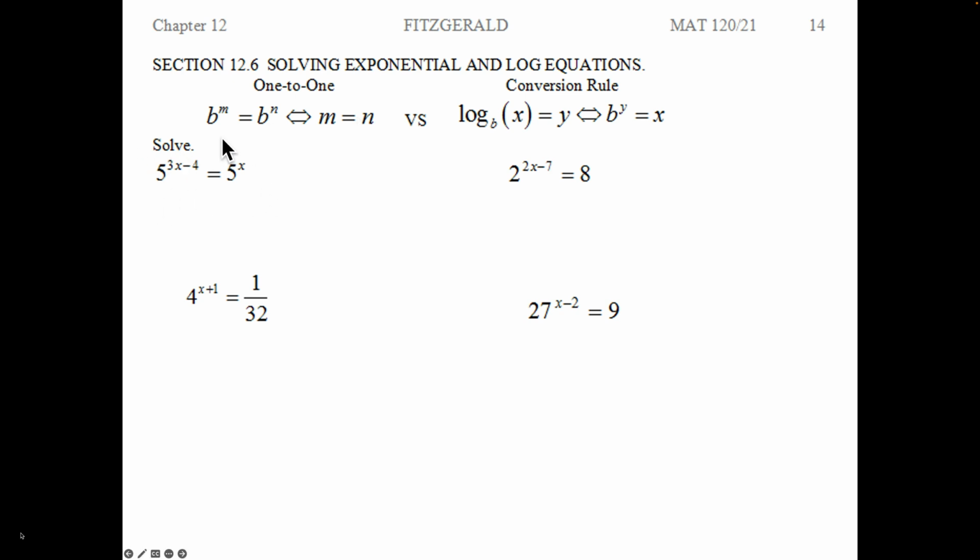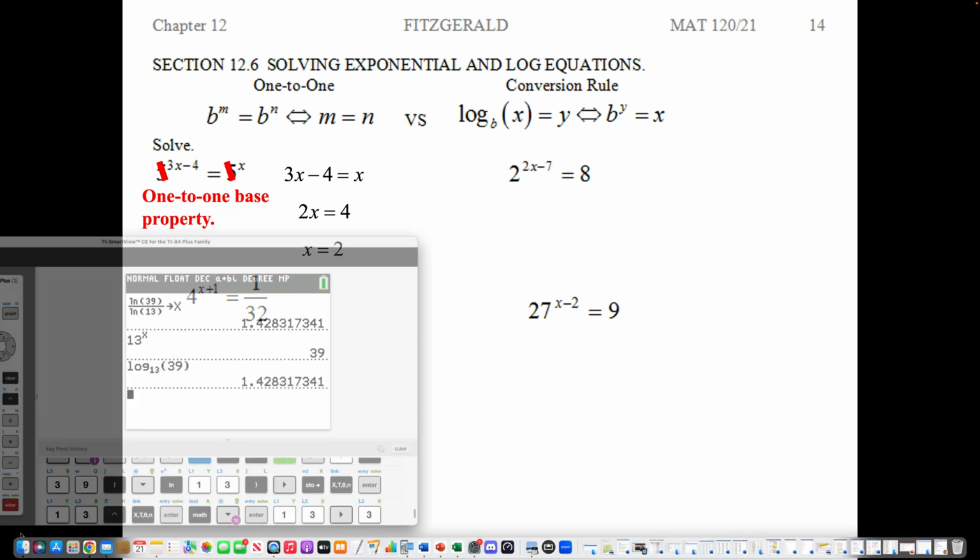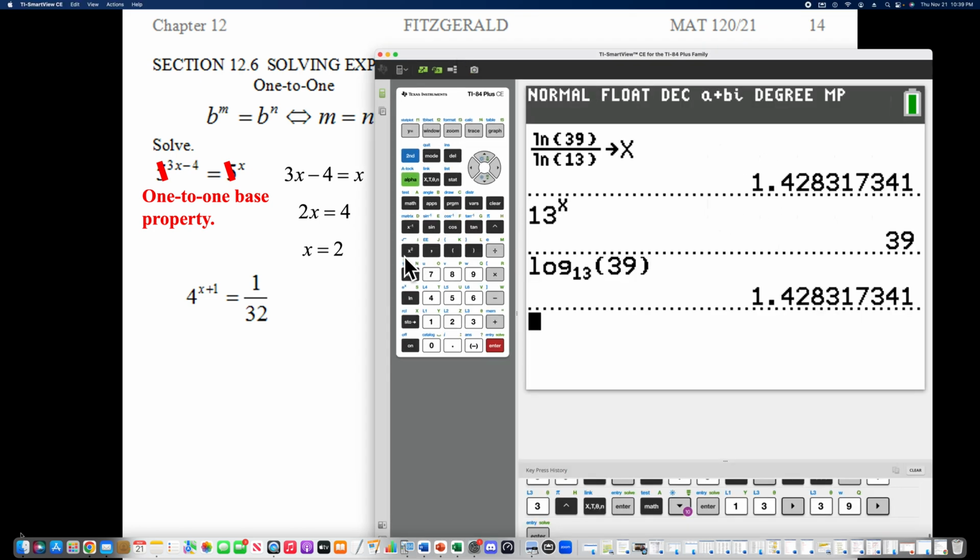So if we look at my first example, base 5 to the 3x minus 4 power equals base 5 to the x. This is a one-to-one base. One base 5 on the left, one base 5 on the right. They can cancel each other out, and we're left with the exponents equal to each other, and we can solve those. Add over the 4, subtract over the x, you get 2x equals 4. Divide by 2, x is equal to 2. And that's my answer. Again, if you wanted to, you can go to your calculator and check this.